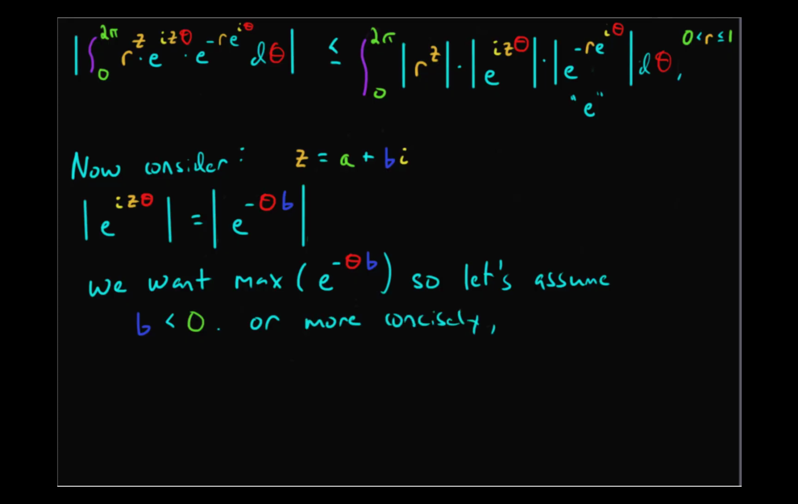Equivalently, we can make the expression negative theta b always greater than or equal to 0 by just taking its absolute value. So what we're claiming here is that the modulus of the expression e to the I times z times theta must be less than or equal to the modulus of e to the absolute value of theta times b, where again b is the imaginary part of z.